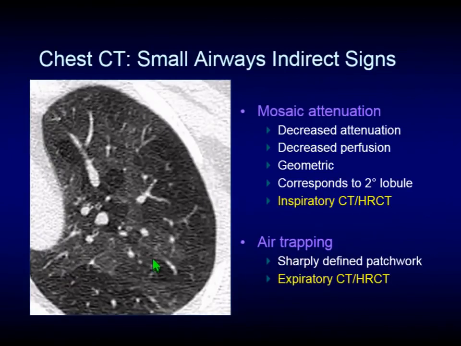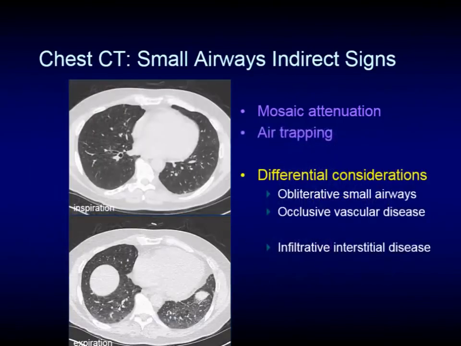Now, on expiration, when this pattern becomes much more pronounced, meaning that the gray and the black lung become much more obvious, and you can see a more obvious gradient, that's what we call air trapping, okay? So if you see mosaic attenuation, these are the 3 things that you think of. It's an obliterative small airways process, obliterative vascular process, or maybe you just have an infiltrative process in the lung that fortuitously is giving you this pattern, okay?